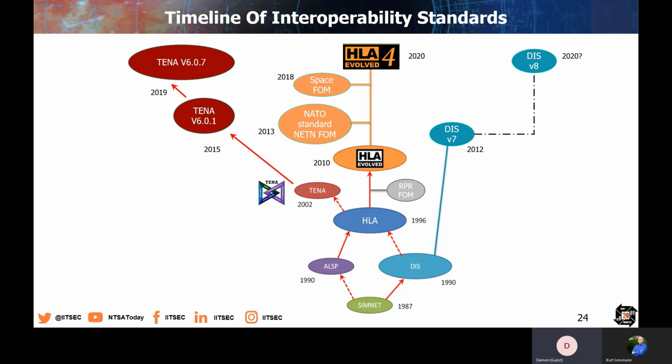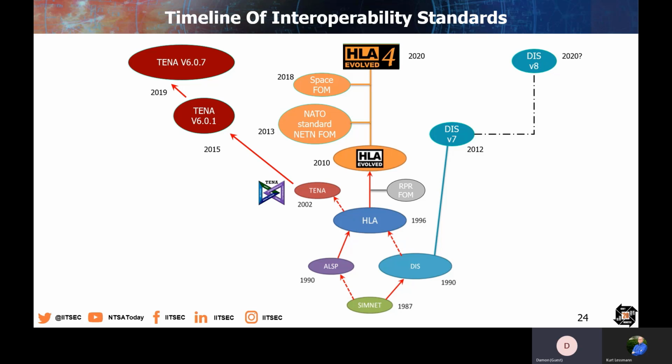HLA has continued to evolve, so there's a 2010 version, the NATO standard FOM, which is called the NETN FOM, or NATO Education and Training Network FOM, came along in 2013. Just recently, a space FOM has come along and been standardized by the Simulation Interoperability Standards Organization, and that space FOM has been standardized since 2018. And soon HLA 4, often just called HLA Evolved 4, is coming along roughly at this time frame right now.